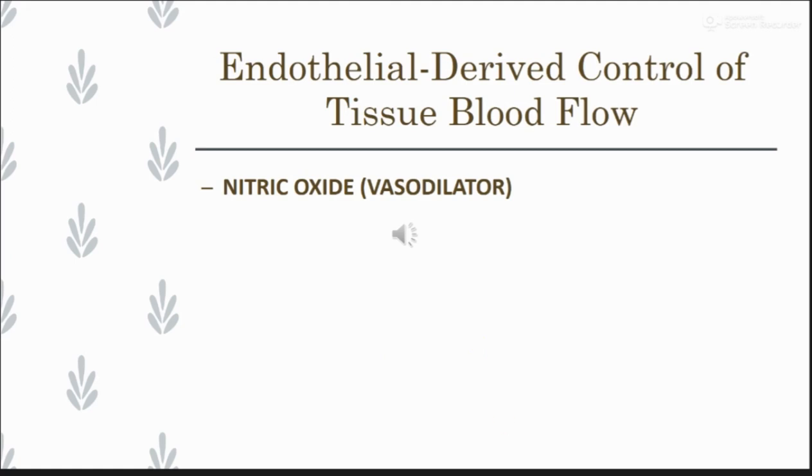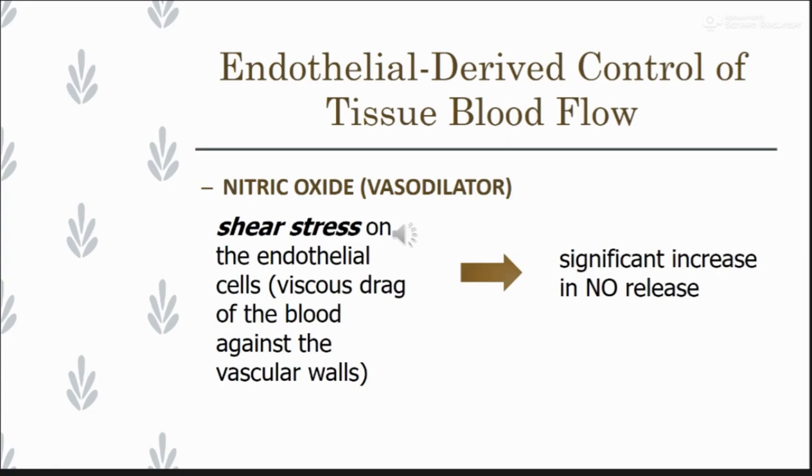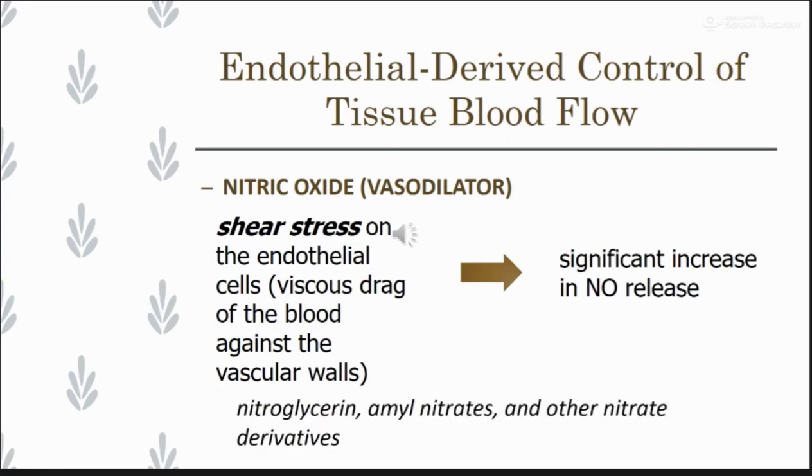So ang mangyayari, guys, is shear stress on the endothelial cells, there will be viscous drag of the blood against the vascular walls. Okay? So masa-stress mo yung wall. And then ang mangyayari, makukontort mo yung endothelial cells in the direction of flow. Okay? So when that happens, the stress contorts the endothelial cells in the direction of flow, there will be increase in nitric oxide. And then the nitric oxide will now relax the blood vessels. Okay?